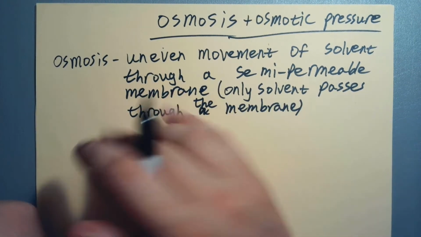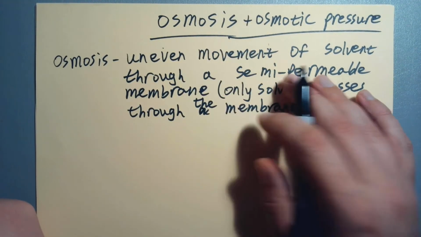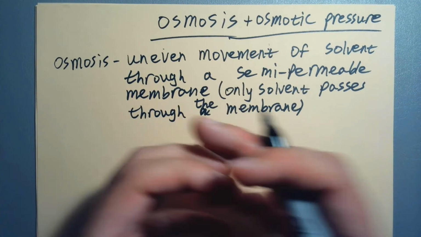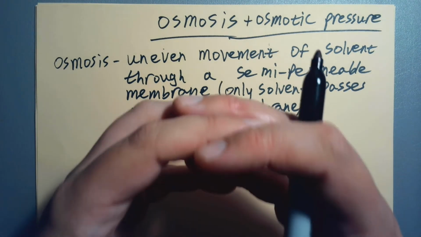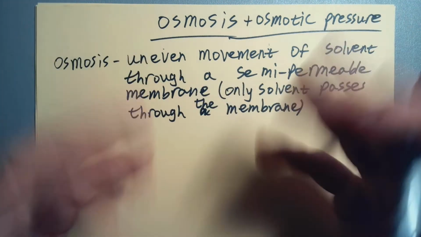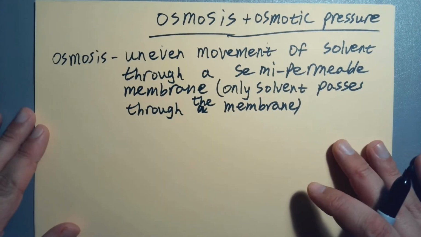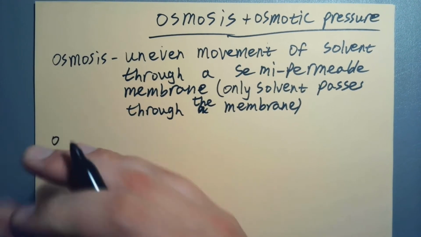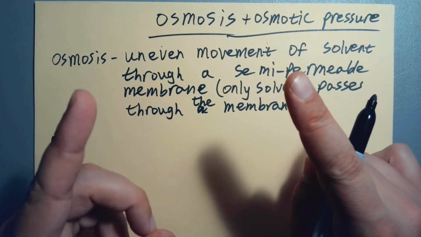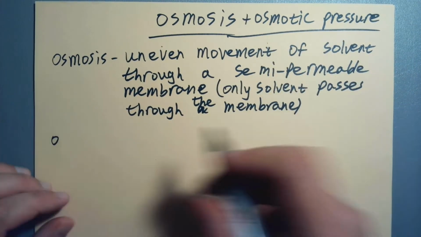So that's what osmosis is. We get this uneven movement of solvent, and so what can happen is we get a pressure. If you have an uneven movement of solvent, you start packing more solvent into a cell, it starts to try to expand, it experiences a pressure, and it can burst if there's too much. We'll talk about that more later too. But that pressure is called, very creative here, osmotic pressure.